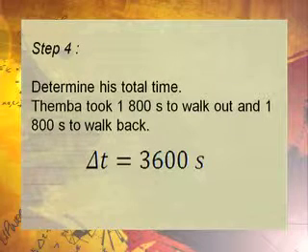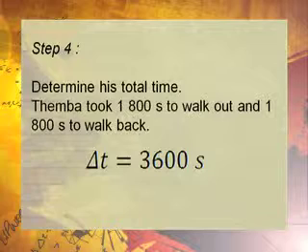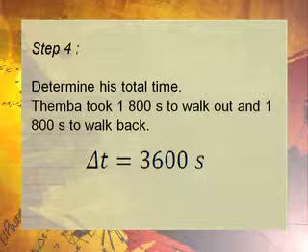Next, we need to determine his total time. Delta t, or the change in time, is equal to 1,800 seconds in 30 minutes that he walked out, plus another 1,800 seconds back. So that gives us 3,600 seconds.